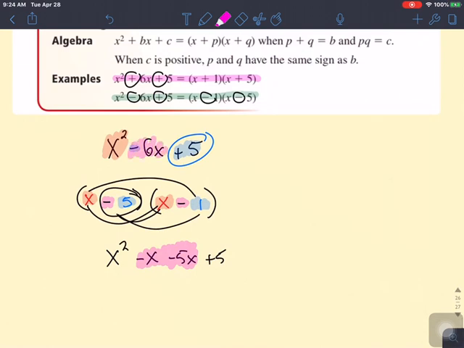So again, Chargers, when you have x squared minus 6x plus 5, you go through a very similar process, but the difference is the operation in between, or the operations in between. And it's got to be minus and minus.